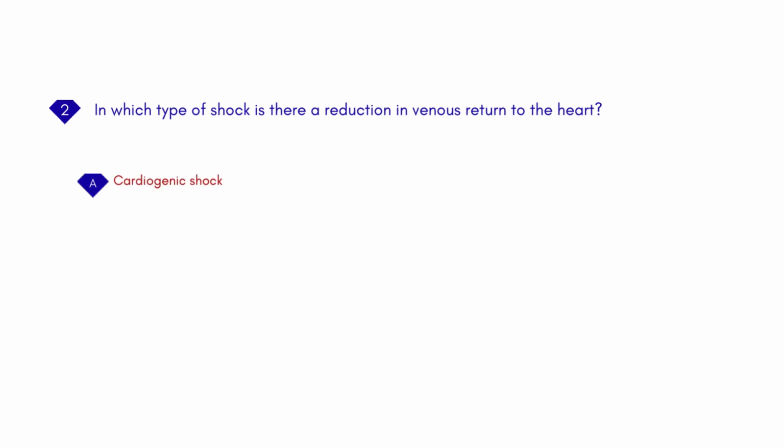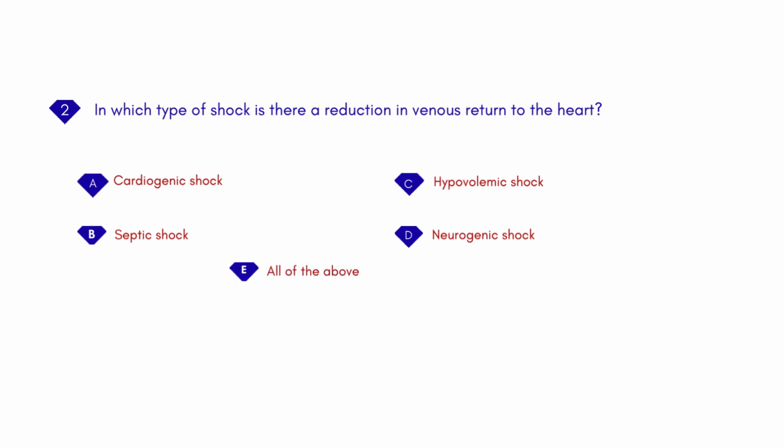In which type of shock is there a reduction in venous return to the heart? A. Cardiogenic shock. B. Septic shock. C. Hypovolemic shock. D. Neurogenic shock. E. All of the above. Answer: E. All of the above.